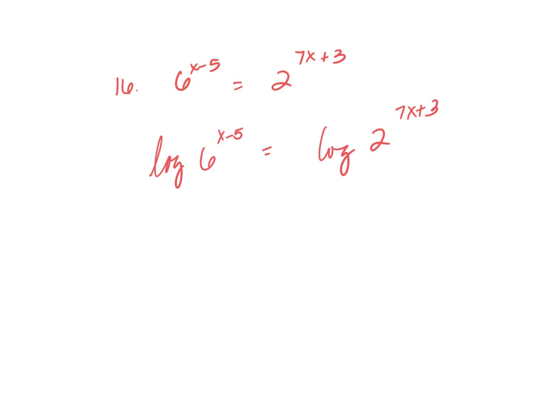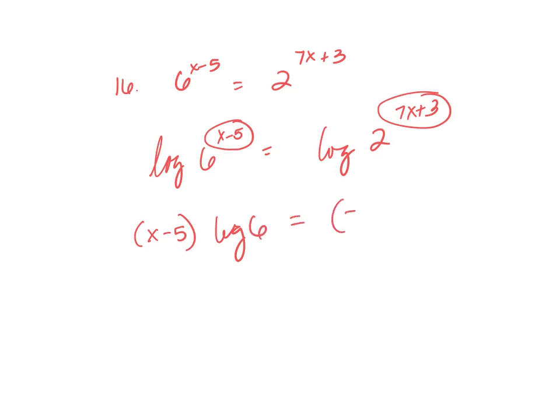So, remember the exponent rule? Where can that go? It goes in the front. (x minus 5) log of 6 equals (7x plus 3) log of 2, and I always put them in parentheses so they don't get separated. Now, these problems always get very, very ugly, and the answers are ugly decimals most of the time. Because if they were pretty answers, you could break them down and do them the way we did at the beginning of the chapter. So I'm going to leave my logs on one side.